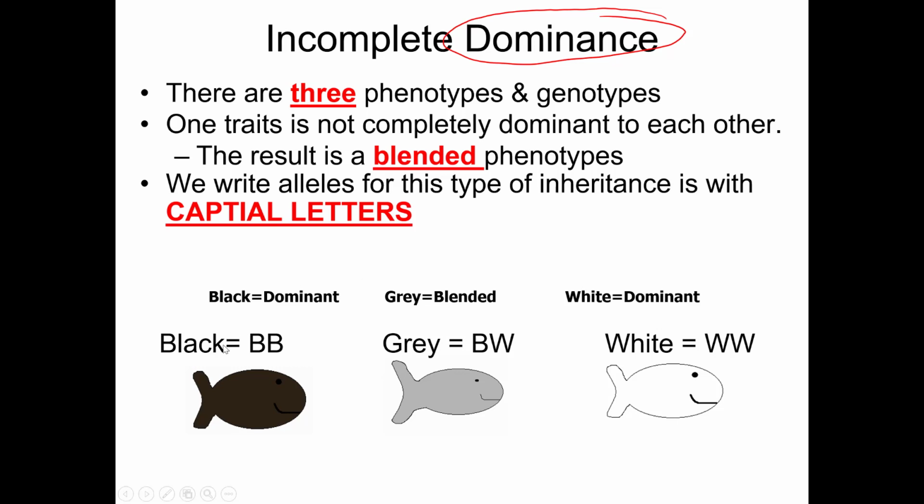Okay, so black would be big B, big B. White would be big W, big W. Gray is the blended color. It is a mixture of black and white. So we want to make sure that we're still giving that the 2 letters from our dominant traits. And we want to make sure that some of it has black, some of it has white.